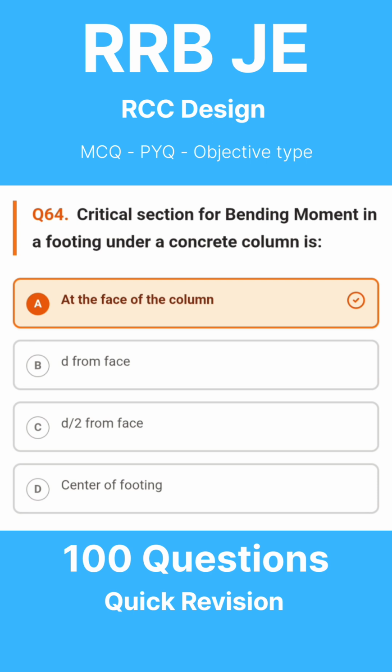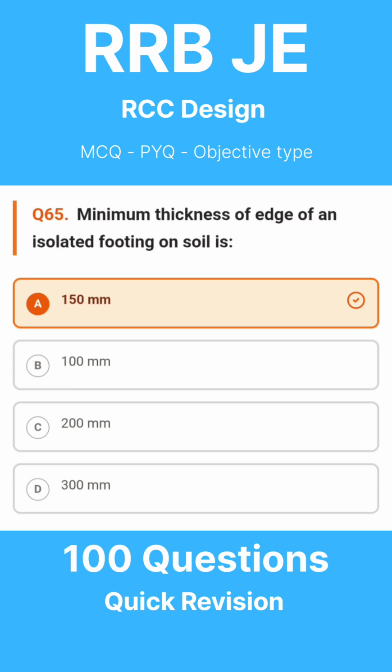Question 64. Critical section for bending moment in a footing under a concrete column is. The correct answer is at the face of the column. Question 65. Minimum thickness of edge of an isolated footing on soil is. The correct answer is 150 millimeters.